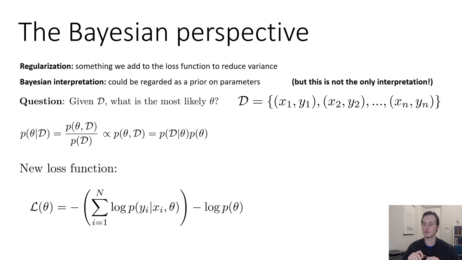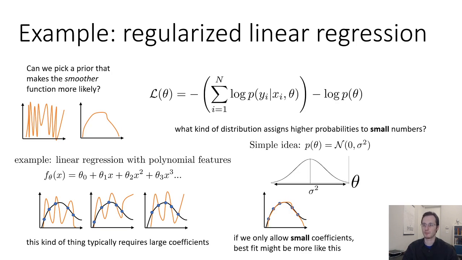But now we also have this log P of theta term tacked on at the end. And that's our prior. So all you do is subtract the log prior from your loss. Very simple. And we have to choose it. We have to choose what that log P of theta is, and that is a design choice that we make. It doesn't come from the data, it is our prior belief. So can we pick a prior that makes smoother functions seem more likely? A prior that makes that second curve, the smooth curve, appear more likely than the messy curve on the left.